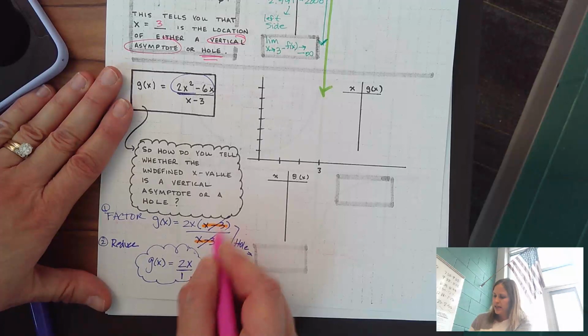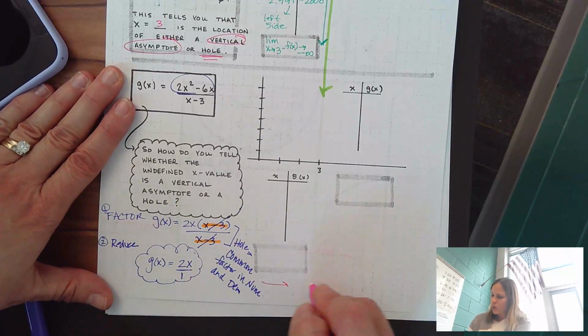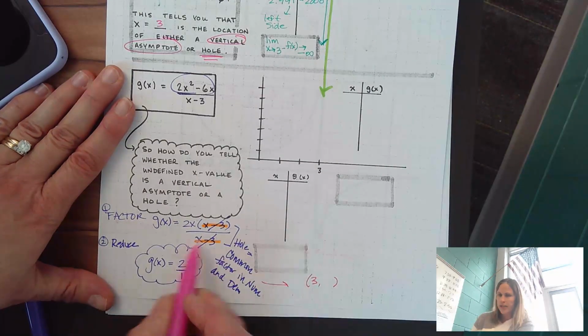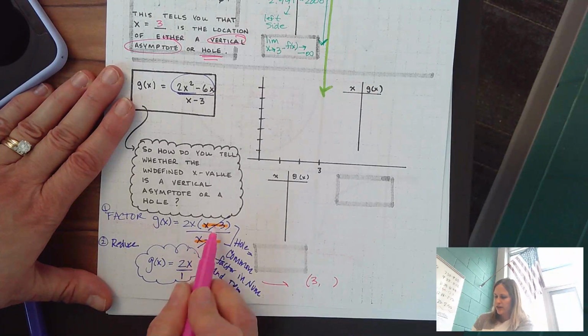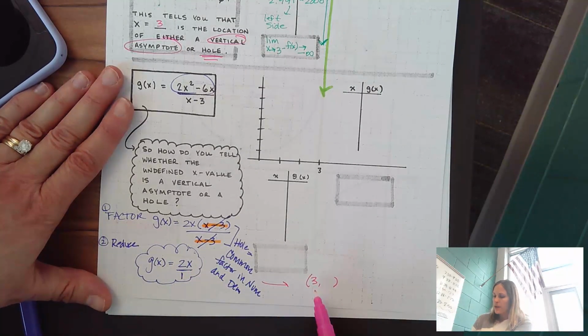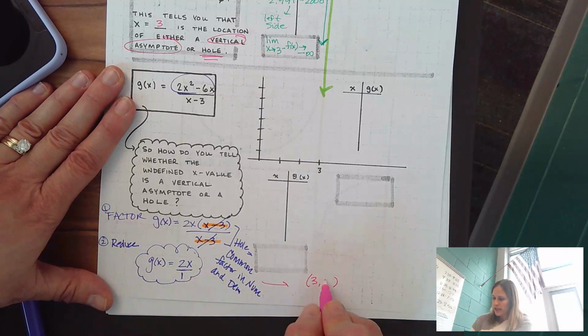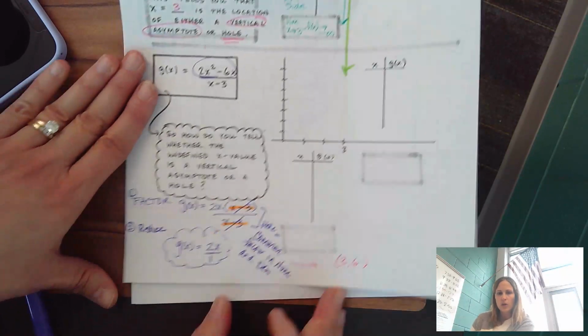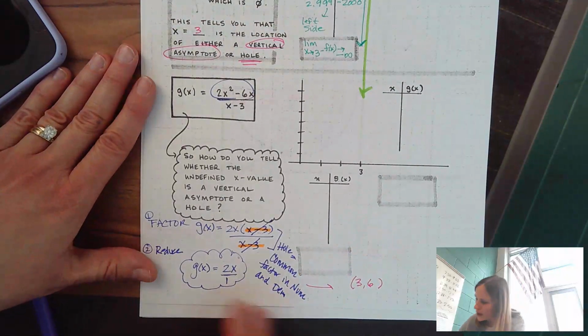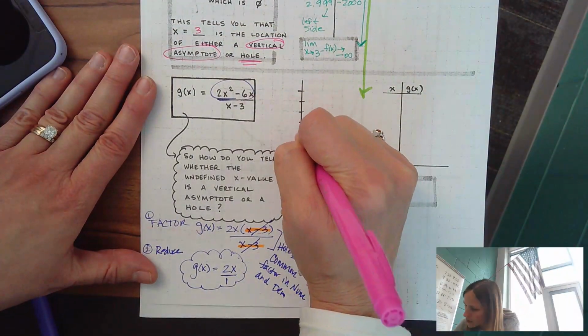All right, so I know that my hole in my graph is going to exist, I'm going to put it down here, when x is 3. All I did here was take this common factor and set it equal to 0. I'm going to plug this 3 back into my factored equation. So if I plug 3 back in here, what do I get for my y value? Well, 2 times 3 is 6. That's where the hole is going to occur, at the point (3, 6). 1, 2, 3, 4, 5, 6.